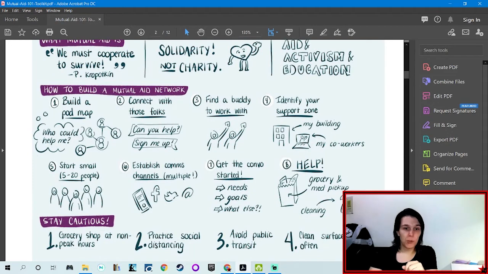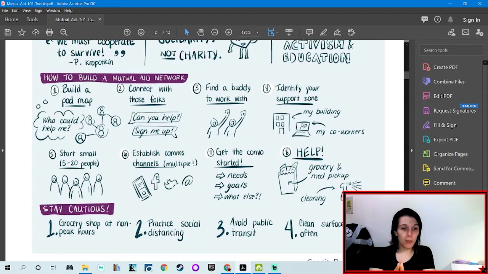How to build a mutual aid network. We'll build a pod map. Who are the people who could help me in this situation? Connect with folks. Ask them, can you help me? Sign me up with this situation. How can we work together? Find other people that are willing to do this with you. Find a buddy. Identify your support zone.